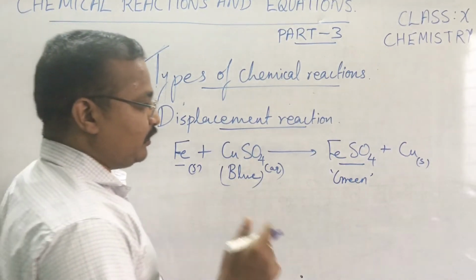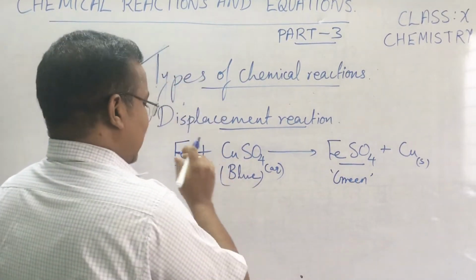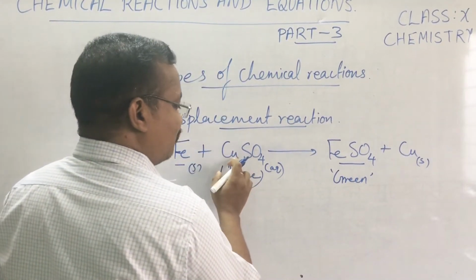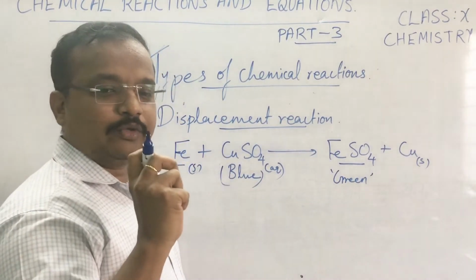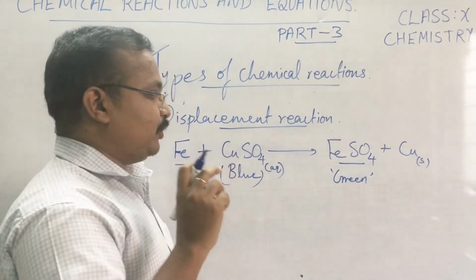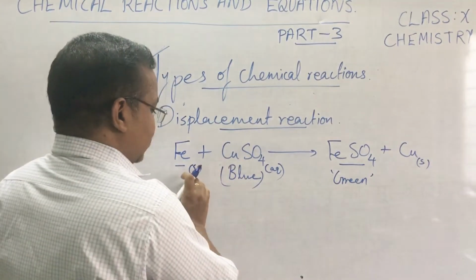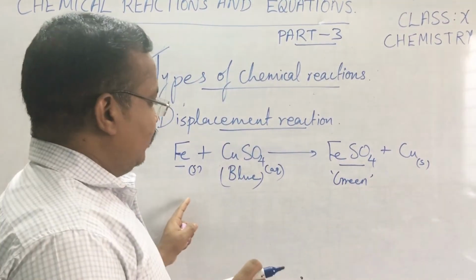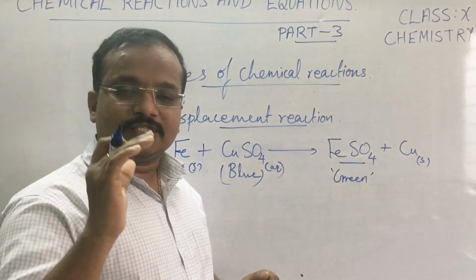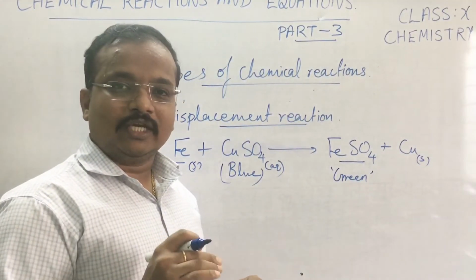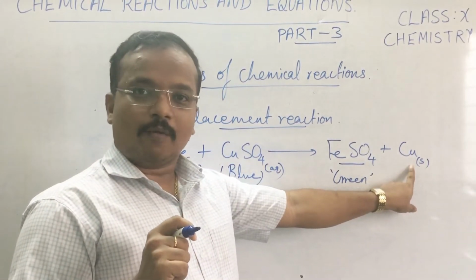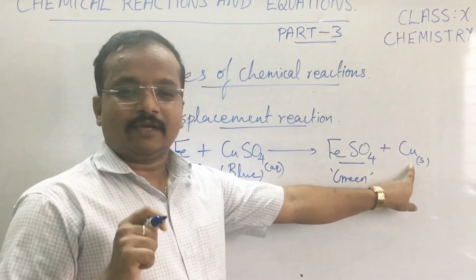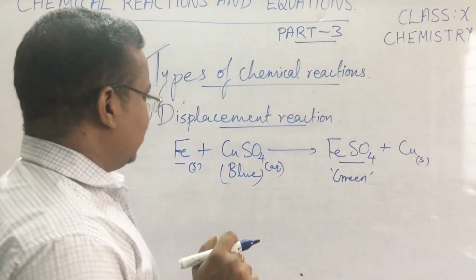So from this, what you can understand is iron actually displaced copper from the solution. If you look into the solution clearly, you will see that on the surface of iron, a brownish colored substance is obtained. This brownish color is due to the deposition of copper. This type of reaction we call a displacement reaction.